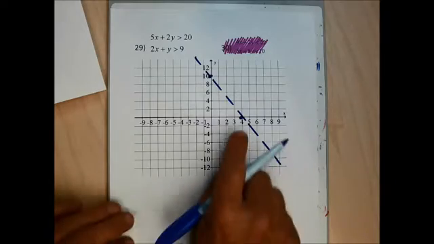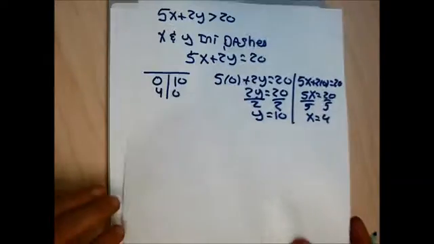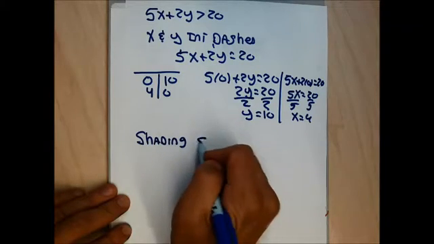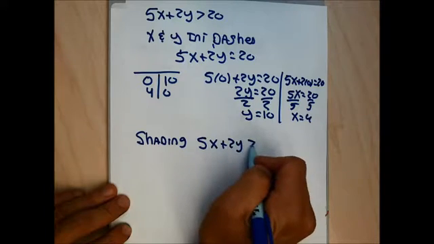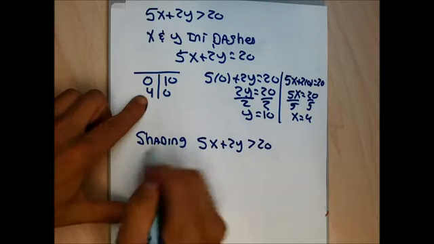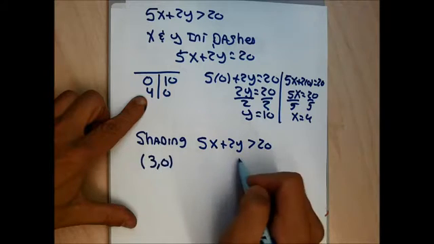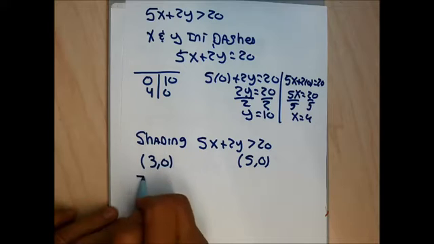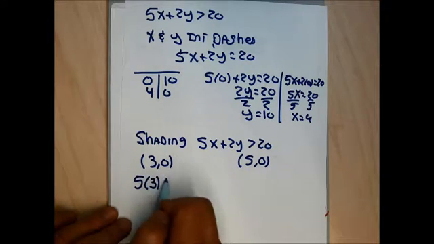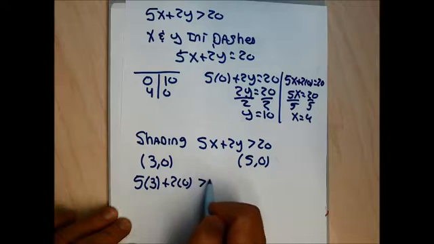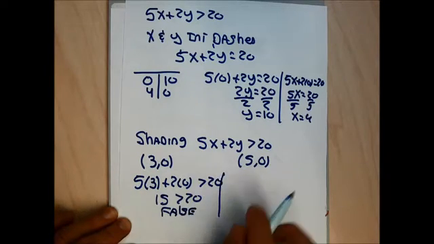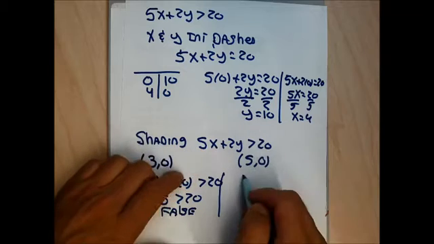Now for my shading, I'm going to try (3, 0) and (5, 0). For the shading, I'm going to use 5x plus 2y is greater than 20. The x-intercept was (4, 0), so I'm going to try the smaller one, (3, 0), and the bigger one, (5, 0). Plug in 3 and 0, get 5 times 3 plus 2 times 0 is bigger than 20. This simplifies to 15 is bigger than 20, which is false.